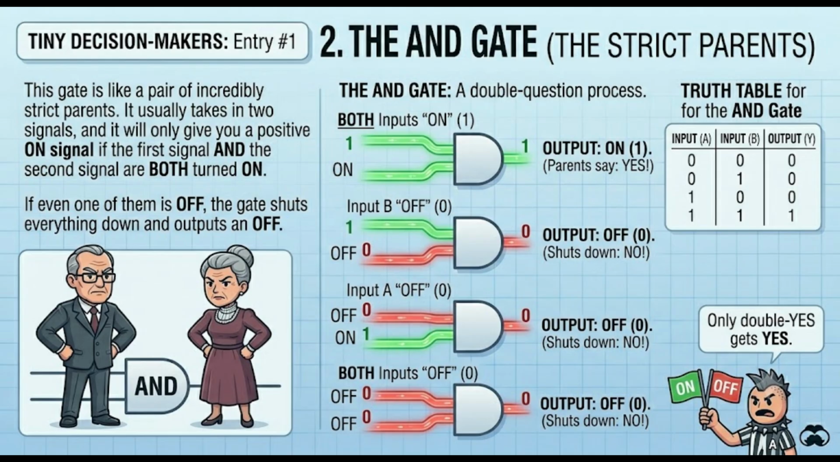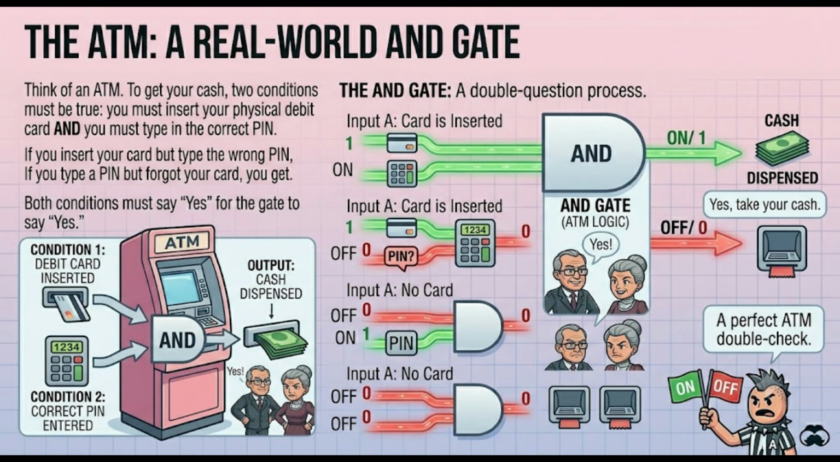Think of an ATM. To get your cash, two things must happen. You must insert your physical debit card, and you must type in the correct PIN. If you insert your card but type the wrong PIN, you get nothing. If you type a PIN but forgot your card, you get nothing. Both conditions must say yes for the gate to say yes.